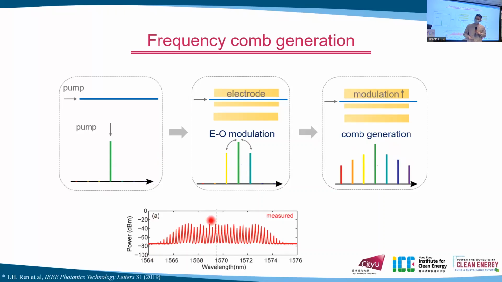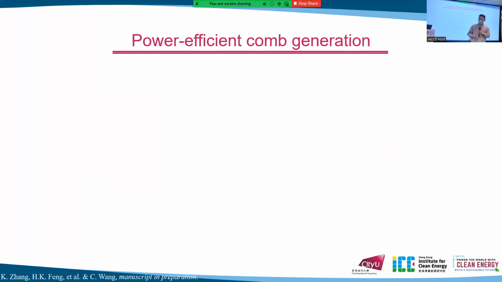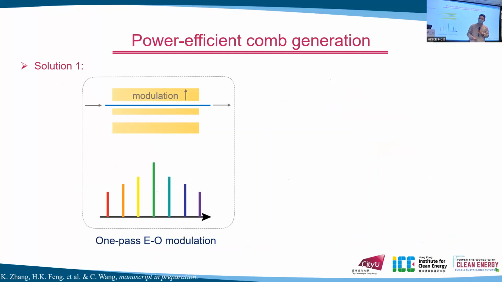This picture shows the comb generation. With very high power, we can see that 40 comb lines can be generated. So what we think is, can we make a phase modulator with less power? If we look at the comb generation, we found that the light comes in, is modulated, and comes out. So this is the one-pass EO modulation.